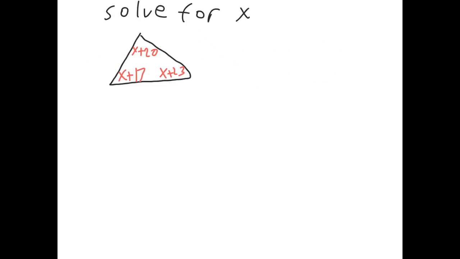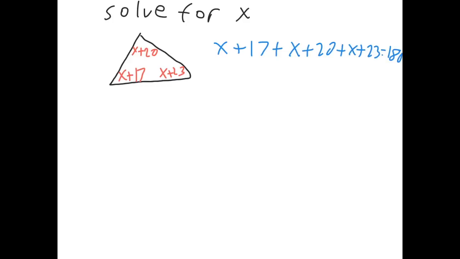Alright, now let's do some examples with this. So we have a triangle here, and the three angles are x plus 17, x plus 20, and x plus 23. And we need to solve for x. Well, we know if we add those three up, they'll equal 180, right? So let's say x plus 17 plus x plus 20 plus x plus 23 equals 180.